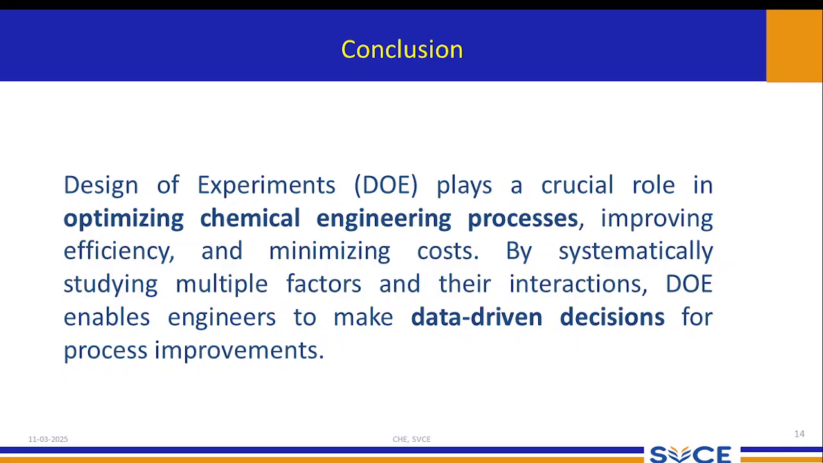So design of experiments plays an important role in optimizing chemical engineering processes, improving the efficiency and minimizing the cost. Once you optimize, obviously the cost will come down because the energy consumption will be less and the efficiency will be more. By systematically studying multiple factors and their interactions, design of experiments enables engineers to make data-driven decisions, whether a factor is having an effect on the dependent variable. Okay, so the dependent variable is the output. So the output is a function of the factors. Hope you understood what I'm trying to say.